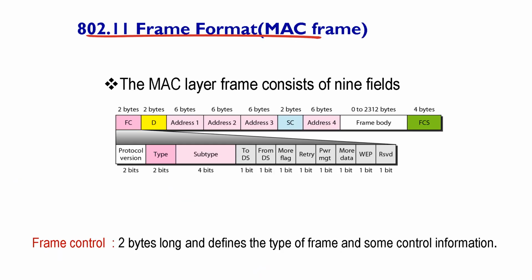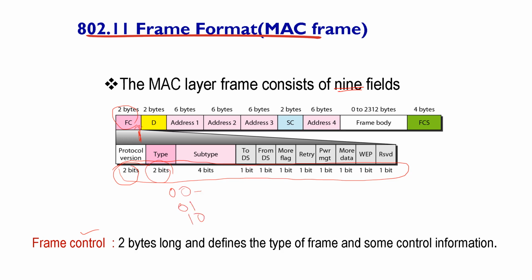Here we can see the MAC frame format of 802.11. Here there are 9 fields. Let us explain each one individually. The first one is FC. FC stands for frame control, and these 2 bytes, that is 16 bits of data, are split into a number of bits carrying various data. The first 2 bits are used for representing the protocol version, and next are the 2 type bits.